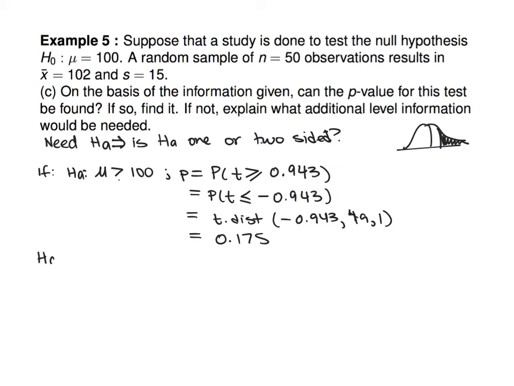And if HA had been that mu was not equal to 100, then your p-value would have been twice that number, or 0.35. But the point is you needed this. You need HA to do these calculations in the first place, so that's what's missing.